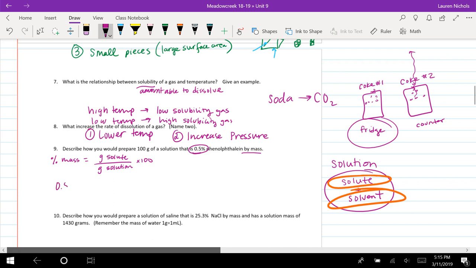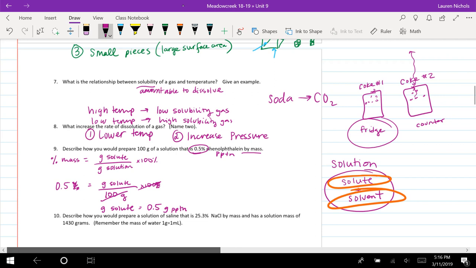And so let's go ahead and solve for the grams of our solute because that's part of our formula. So I know that I have 0.5%, and it's equal to the grams of our solute, which I don't know, divided by 100 grams of our solution times 100. The beautiful thing about this problem is that since I have something multiplied by 100 and divided by 100, they cancel out. And so do the percent signs. And so essentially, for our grams of solute, we're going to need 0.5 grams of phenolphthalein, which I'm just going to abbreviate as PPTN.